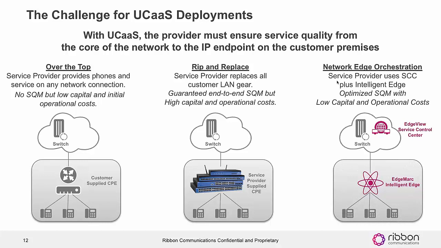Network edge orchestration is the third way, if you will. Network orchestration, and Jim's going to go into this in more detail in a second, consists of the Ribbon EdgeView Service Control Center, which lives in the cloud, and that can be any cloud, your cloud, private cloud, public cloud, a hosted cloud, whatever you choose, that's there to manage devices on the edge called EdgeMark Intelligent Edges. We believe that this is truly a cost-optimized approach. It provides a high level of service quality management, service assurance, and security. Upfront capital costs are low, and your ongoing operational costs are low as well.